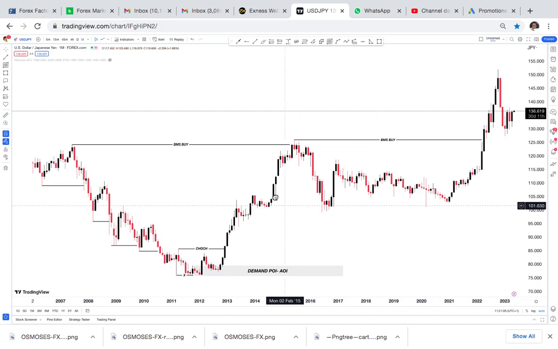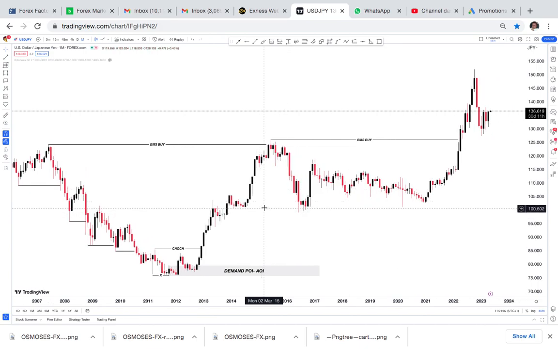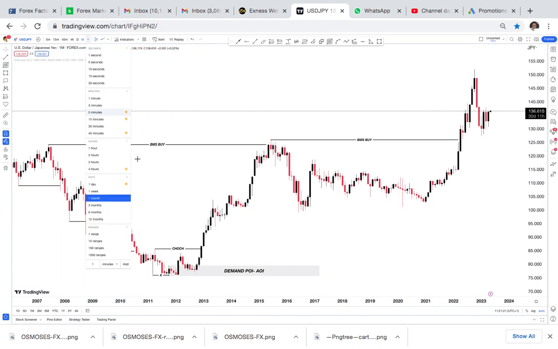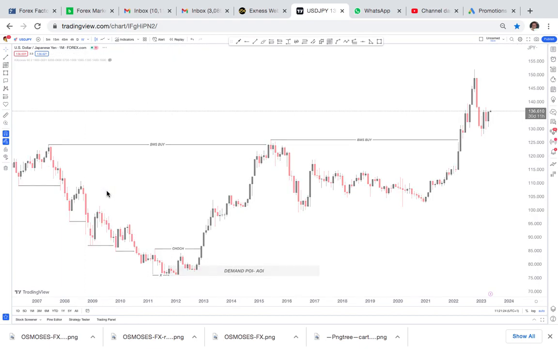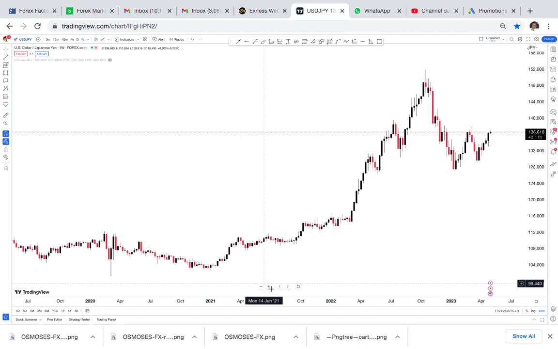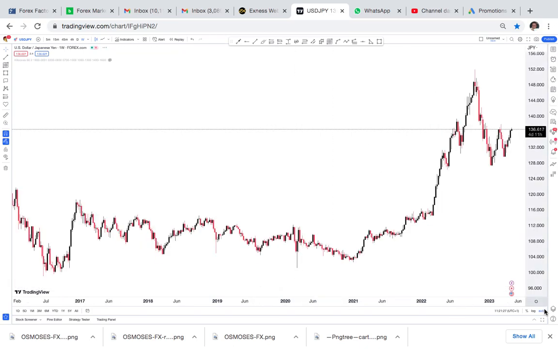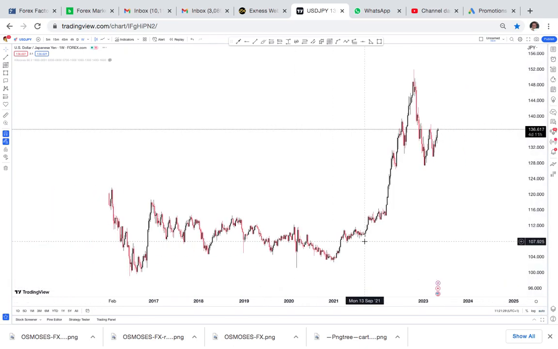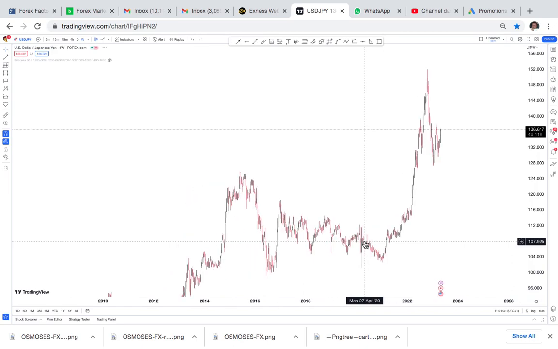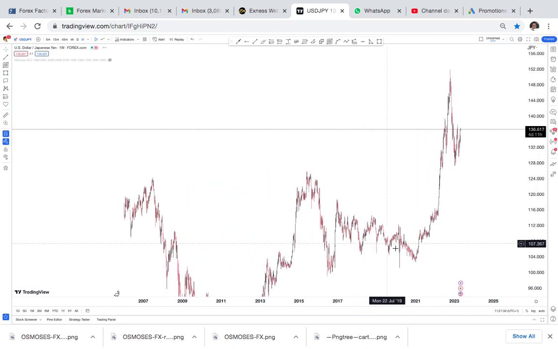So why did price mitigate this zone? That's one question we should ask. Why did price mitigate this zone? I see one interesting candlestick here, this hammer candlestick, but I will need to go down to a lower time frame to see what price did there, because I want to be able to find my, what happened?